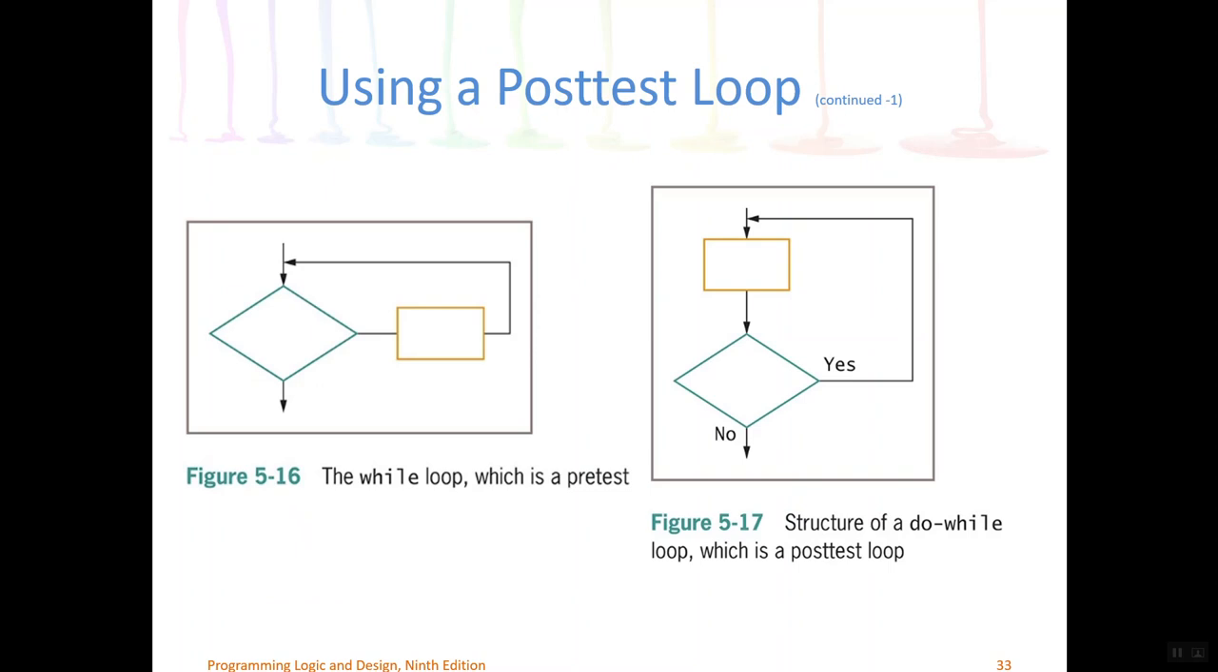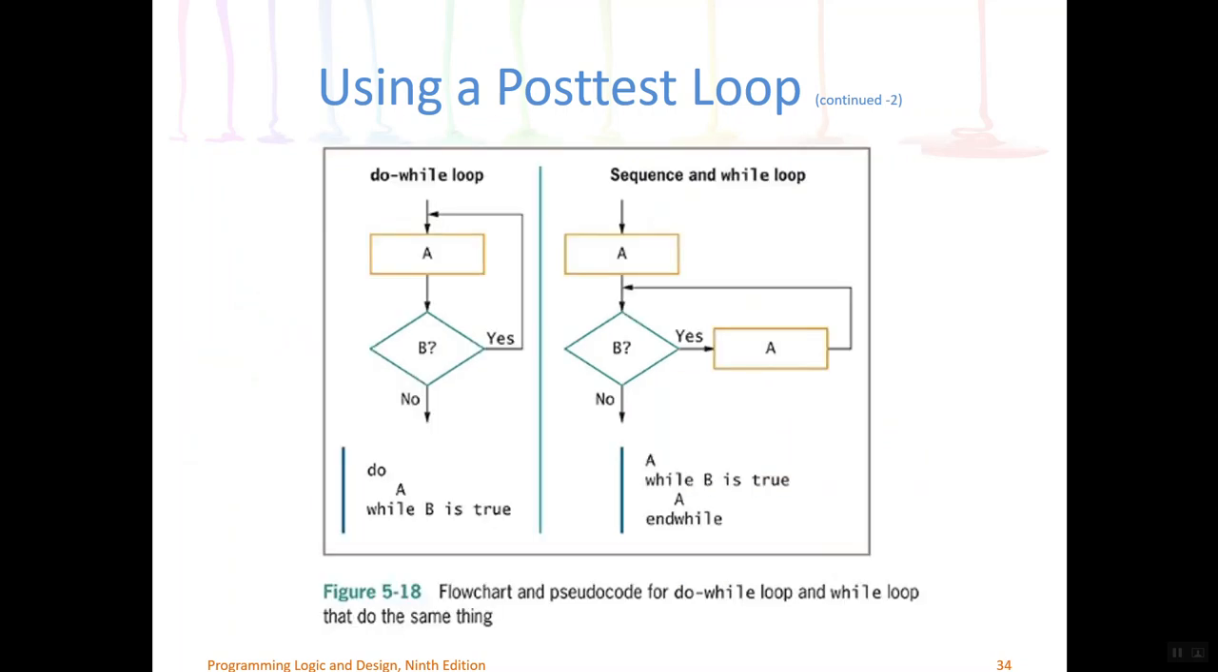Here we can see an image that describes exactly what I was saying. Here on the left we have a pre-test loop. The test comes at the beginning, so theoretically whatever it is we're testing could evaluate to false and we might never go into the loop body at all. Whereas a post-test loop executes the body of the loop before we get to the test. So the structure you see on the right is a do-while loop, which is a post-test.